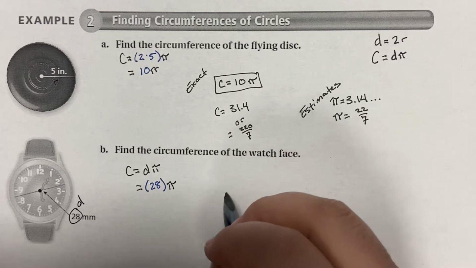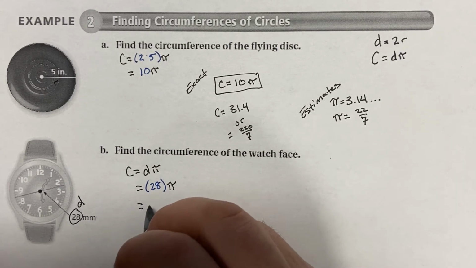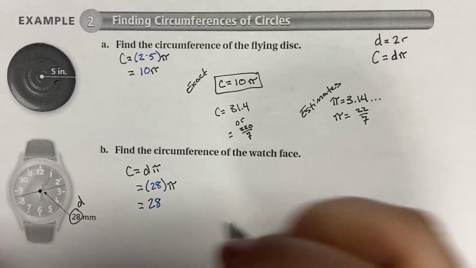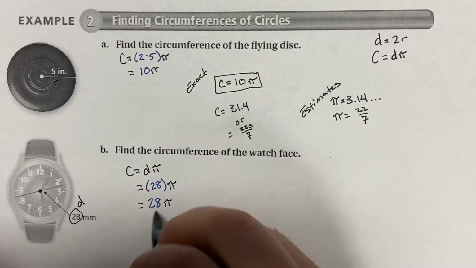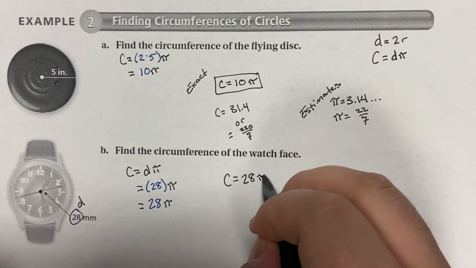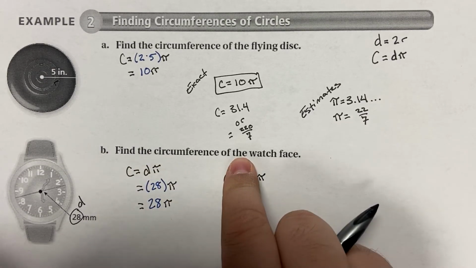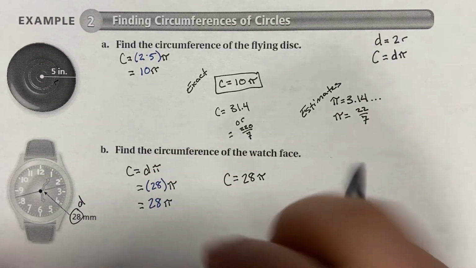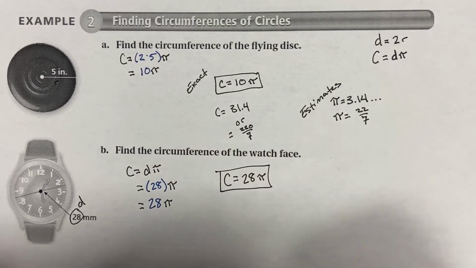And when I solve that, that means that C is equal to 28 times pi. Again, this is the most exact answer. So C equals 28 pi. Since it's saying find the circumference, it doesn't say estimate or approximate or anything like that. It says find. To me, this is the answer.